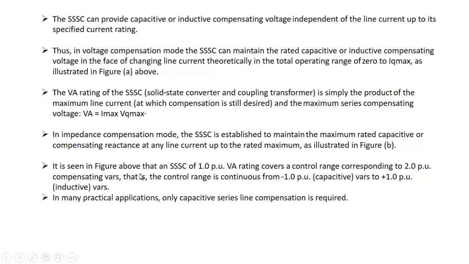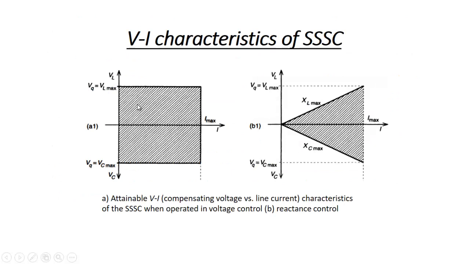It is seen from the figure above that the SSSC of 1 per unit VA rating covers a control range of 2 per unit compensating reactance. That is, the control range is continuous from -1 per unit for capacitive to +1 per unit for inductive. So that can be seen from this. This will be equal to VC max into I max. This will be -1 per unit. This will be VL max into IL max, I max will be equal to +1 per unit. Total will be 2 per unit from here to here.